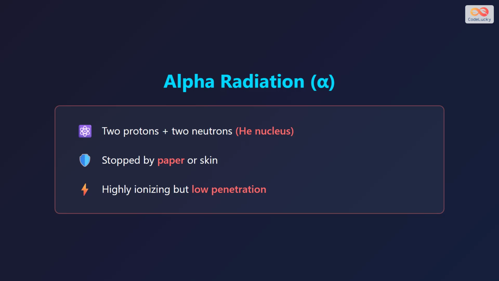Let's start with alpha radiation, represented by the Greek letter alpha. An alpha particle consists of 2 protons and 2 neutrons, which is essentially the nucleus of a helium atom. Despite being highly ionizing, meaning it can strongly interact with matter, alpha particles have very low penetration power. In fact, they can be stopped by something as thin as a sheet of paper or even the outer layer of human skin. This makes them relatively easy to shield against.